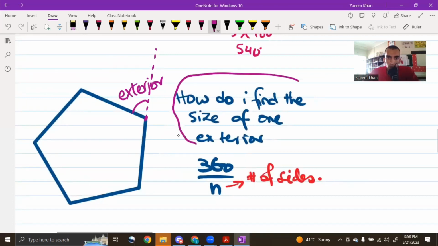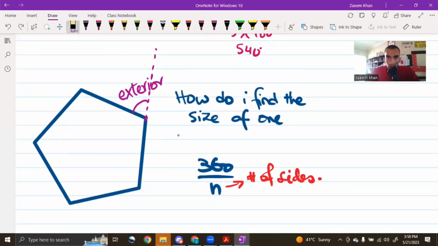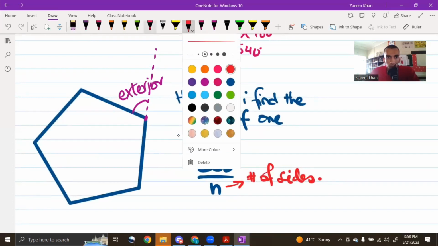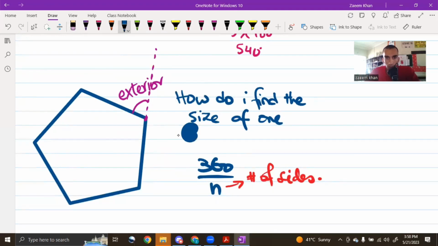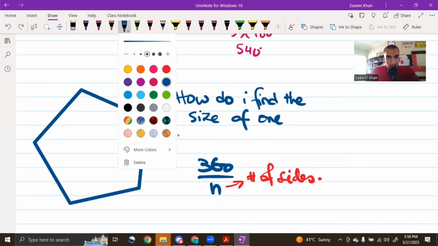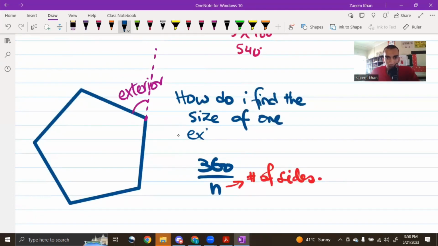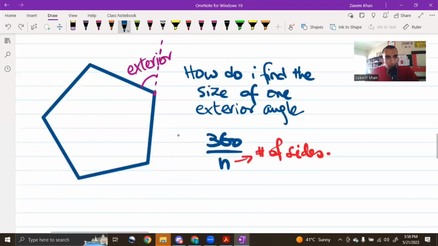How do I find the size of one exterior angle? Do the formula. And what's the formula? 360 minus the number of sides. I mean, divided by. Come again? 360 divided by the number of sides. Perfect. So if I were to ask you to find the size of one exterior angle, you're going to say it's 360 divided by the number of sides. How many sides do we have over here?